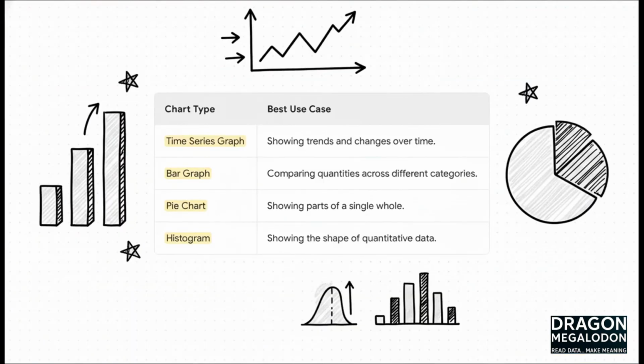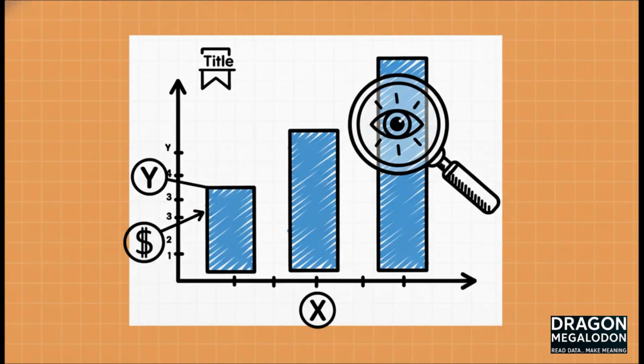If you need to show trends over time, grab that time series graph. For comparing different groups, use a bar graph. To show parts of a whole, the pie chart is your best friend, as long as the data is mutually exclusive. And to see the shape of your numbers, use a histogram. And just remember, no matter which chart you pick, these 4 rules are absolutely non-negotiable. Always give it a title, always label your axes, always tell us what the units of measure are, and above all, just make it clean and easy to read.